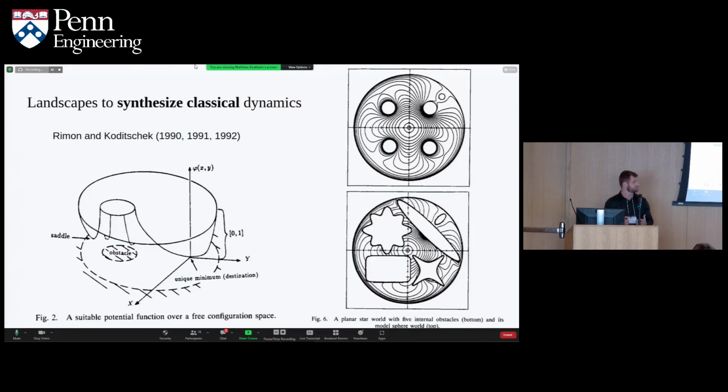They wrote down formulas for these, and they did these for worlds like the top right where you have spherical obstacles, but then they showed how you could warp space, change coordinates, and also do this for these star worlds, star-shaped obstacles.